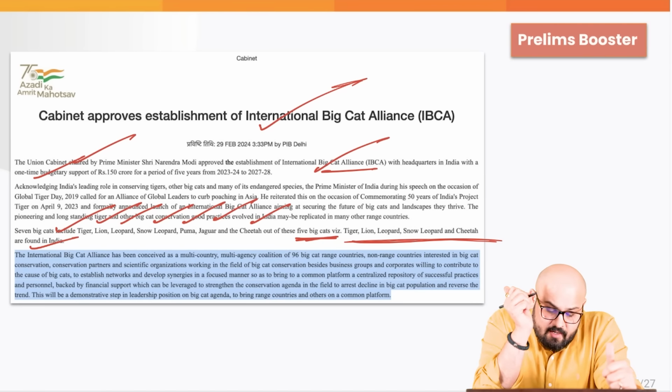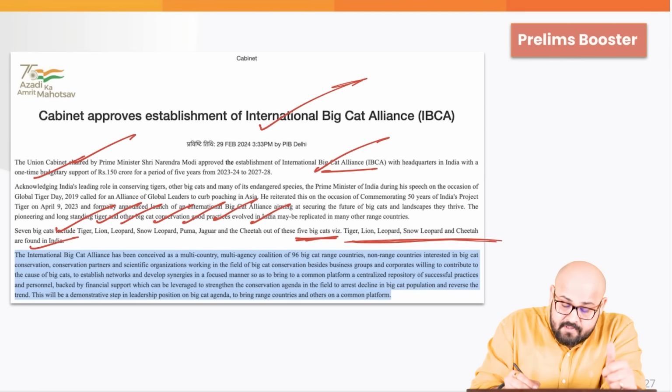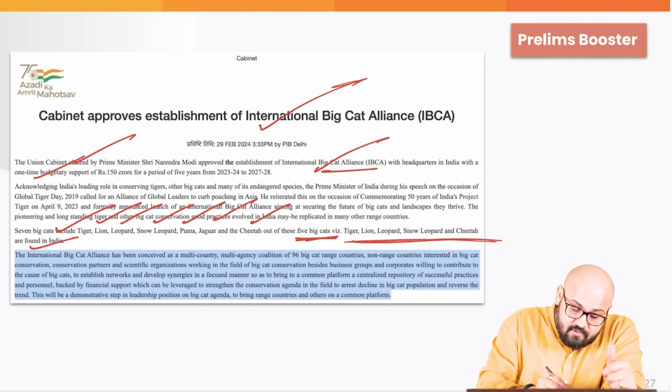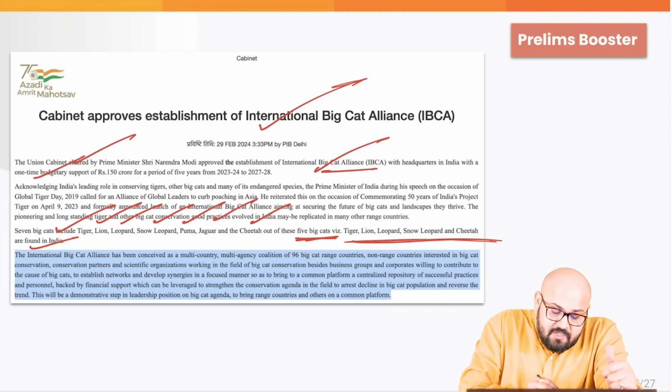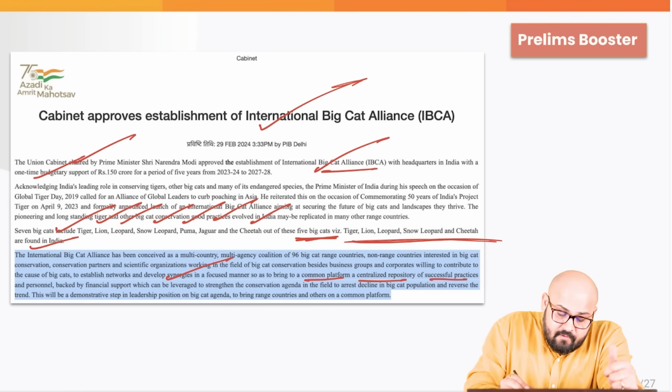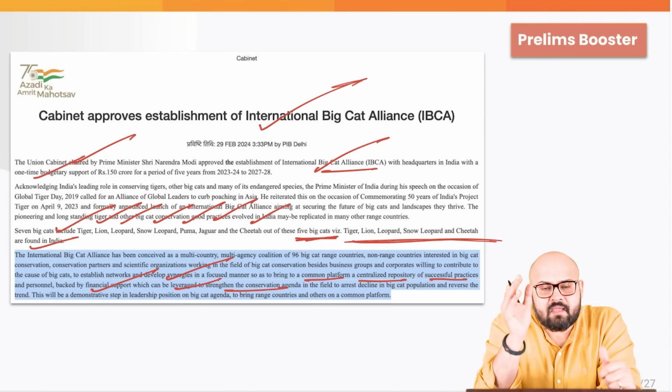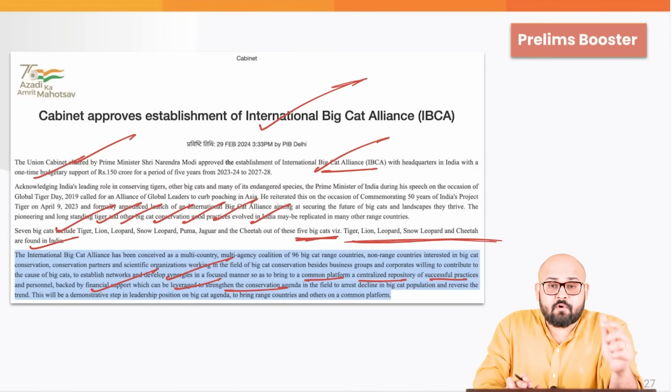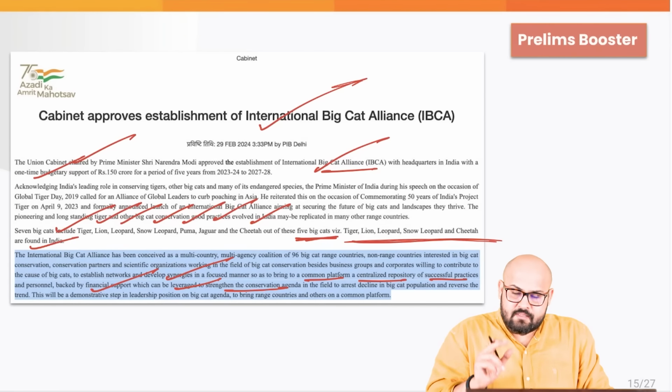Conservation partners and scientific organizations working in the field of big cat conservation, besides business groups and corporates willing to contribute to the cause of the big cats, will establish a network and develop synergies in a focused manner, so as to bring a common platform of a centralized repository of successful practices and personnel, backed by financial support which can be leveraged to strengthen the conservation agenda with respect to these big cats. An Indian initiative. So this is what you have to understand with respect to this particular article. Let's go to the next topic.